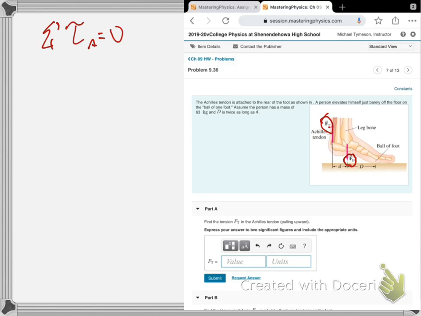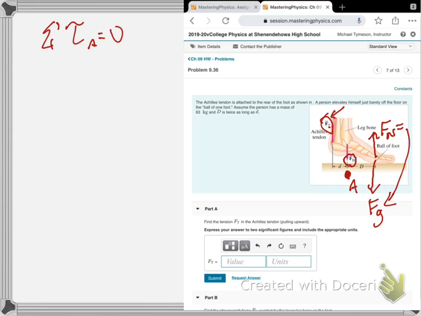So I think, seeing as we want to solve for Ft, let's sum the torques about this point right here. We'll call that A, and that way it doesn't matter what Fb is. If you look at this, the ball of the foot is on the ground, which means all of the weight is pushing on the ground, and the ground is going to push back with some normal force. We know what that is.